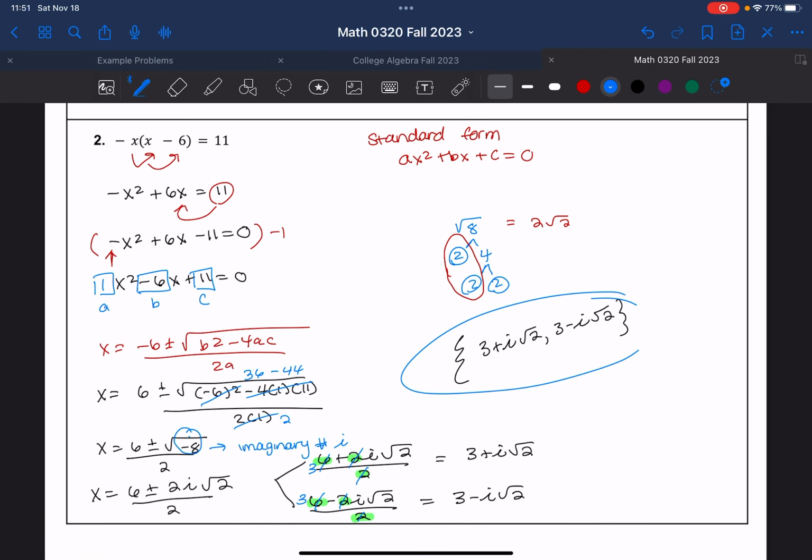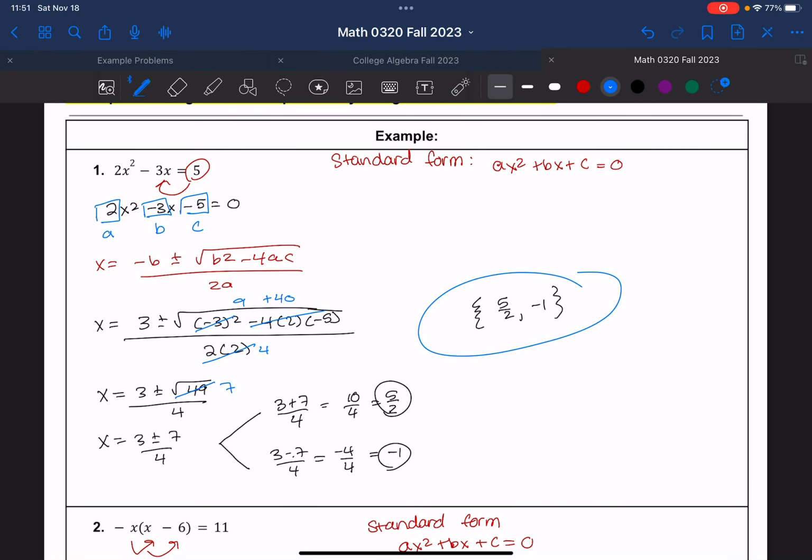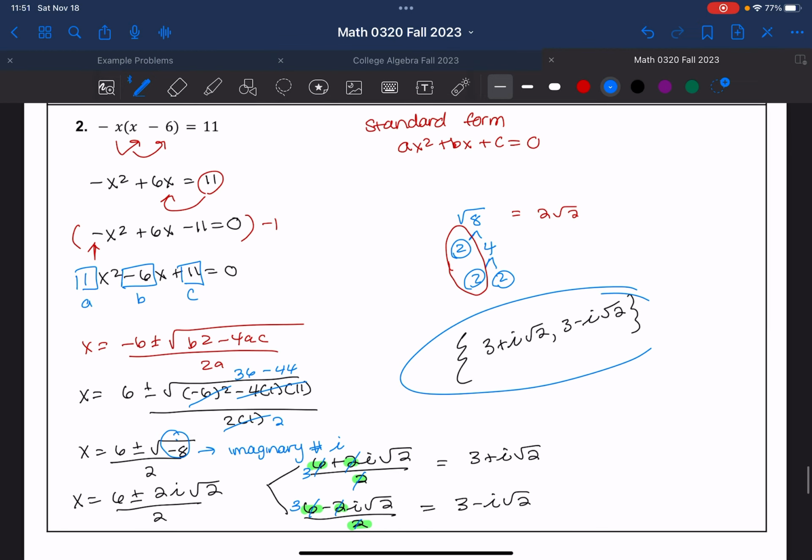So this is two ways to use that quadratic formula. In the first way, this was something that could be factored. And we know that because we got two real answers. This is solving one that could not have been factored because we got two imaginary numbers.